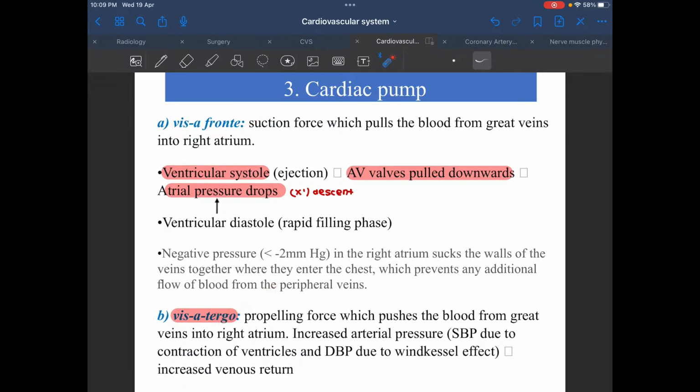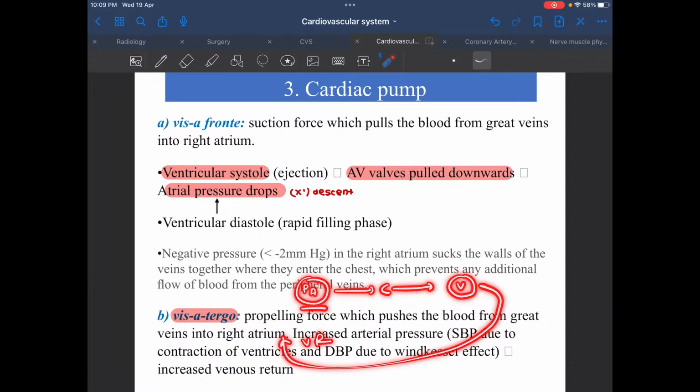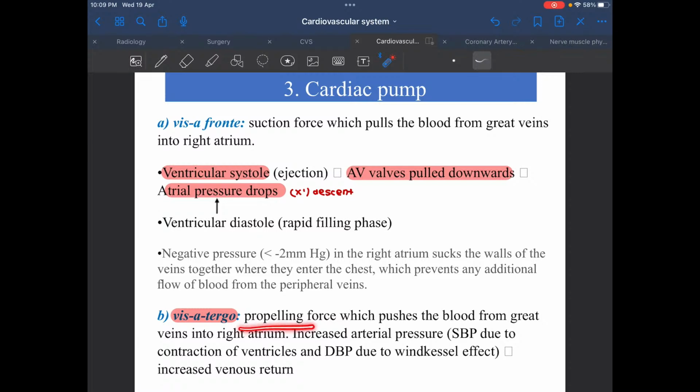And what about a vis a tergo force? Vis a tergo force is very easy. Whatever pressure that we have in the peripheral artery is going to get transmitted to the capillaries, and that's going to be transmitted to the veins. And this pressure that was originally in the peripheral artery is going to be the one that leads to venous return. Okay, so the propelling force which pushes the blood from the great veins into the right atrium, and how is it related to? It's mainly related to your arterial pressure. Okay, so that is your cardiac pump.